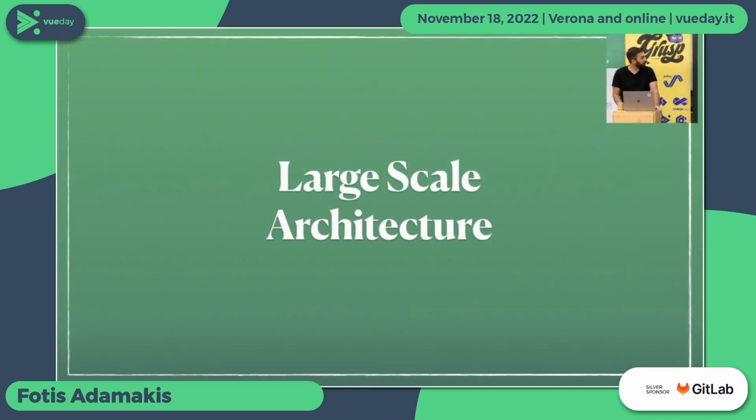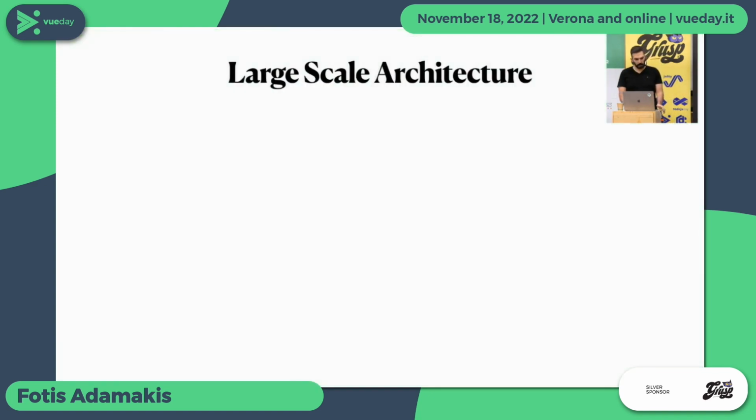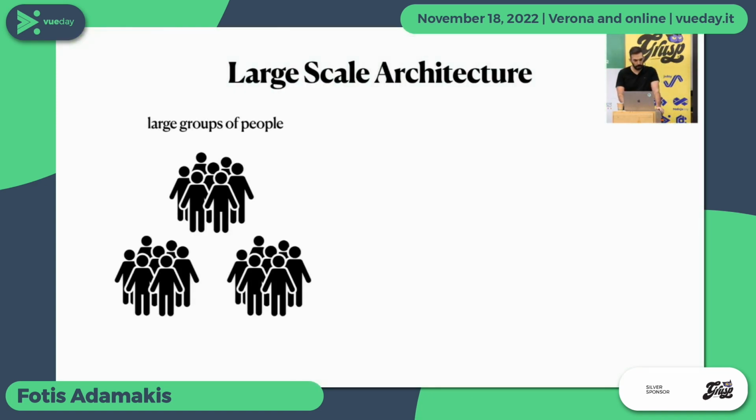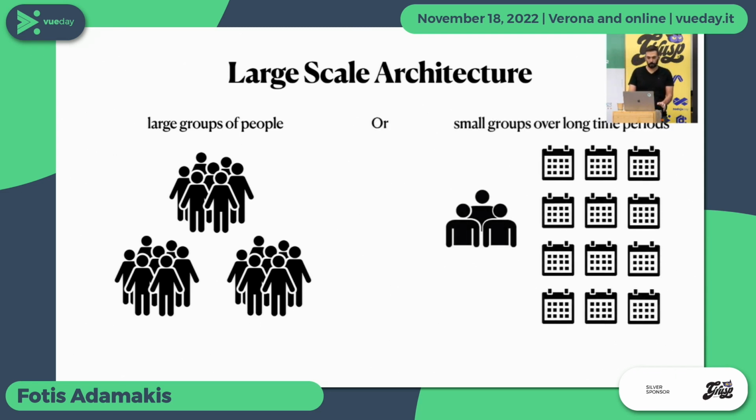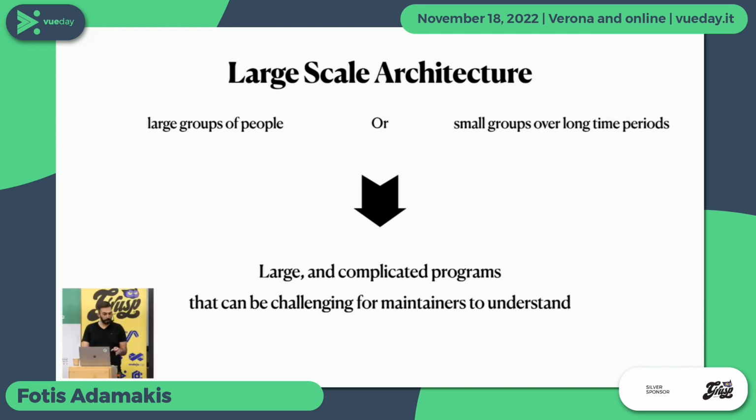And let's also try to define large-scale architecture. It's not a clear term. There are multiple definitions around the web. Some about number of users, number of developers, numbers of lines of code. But the widely accepted definition is that large scale is programming by large groups of people or by small groups of people over longer time periods. Either of these conditions will result in a large and hence complicated code base for the maintainers to understand.